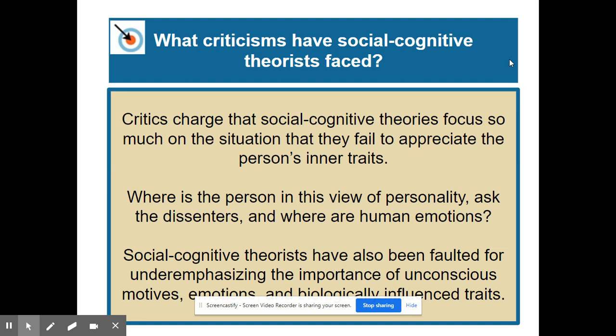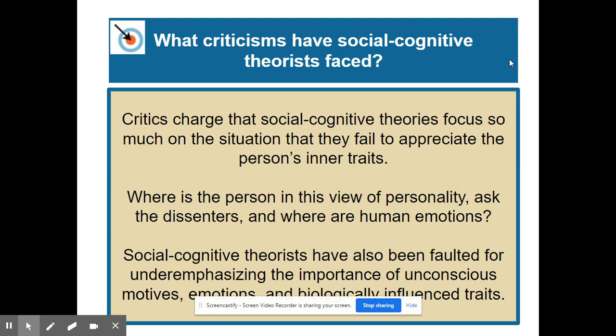So, what are the criticisms of the social cognitive theory? It focuses on situations and fails to appreciate a person's inner traits. So it's not just the environment. What about those trait approaches, for example? Where is the person in this view of personality, as the dissenters ask? And where are the human emotions? How do emotions play a factor into that?